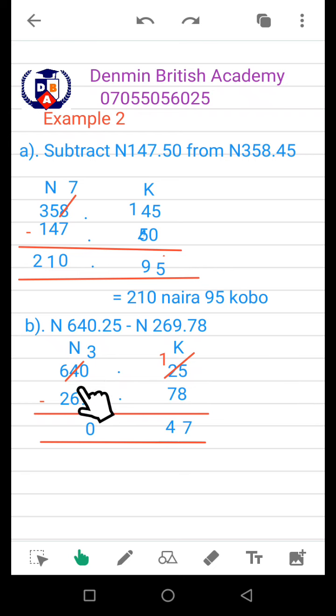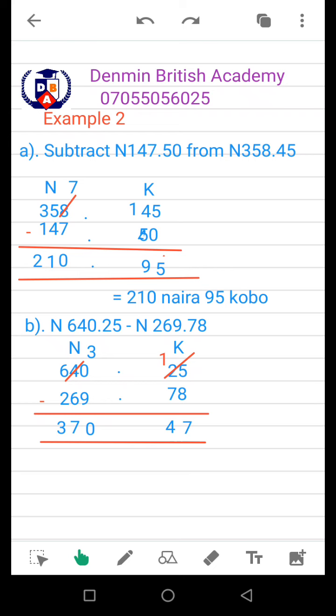Here is 3 because we borrowed from it. We cannot remove 6 from 3, so we come here and borrow 1 from 6 and add it to 3, it becomes 13. 13 minus 6 gives us 7. Here will be remaining 5. 5 minus 2 gives us 3. So that's how we got this number. It's quite simple.